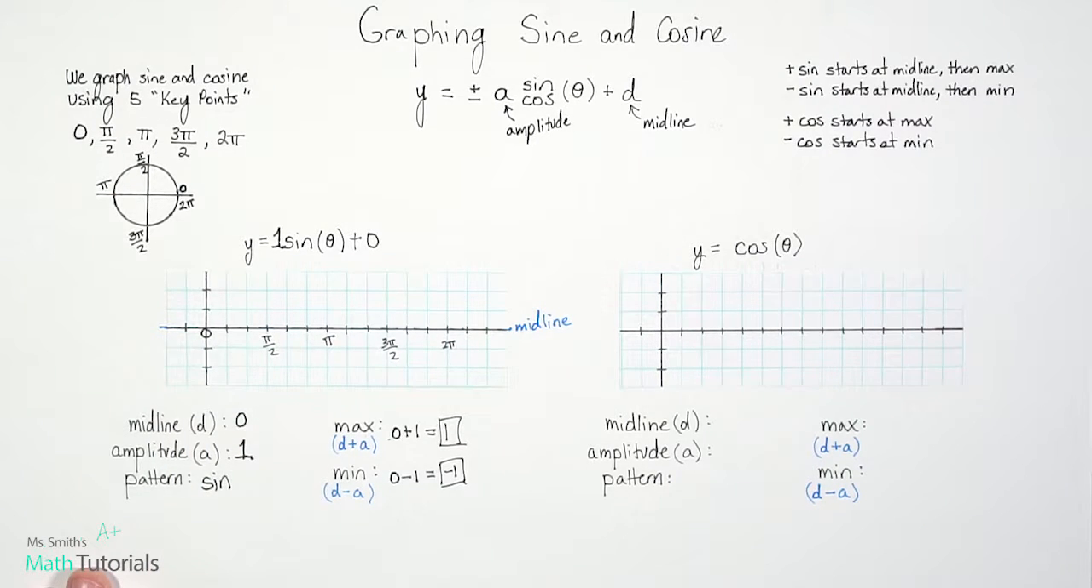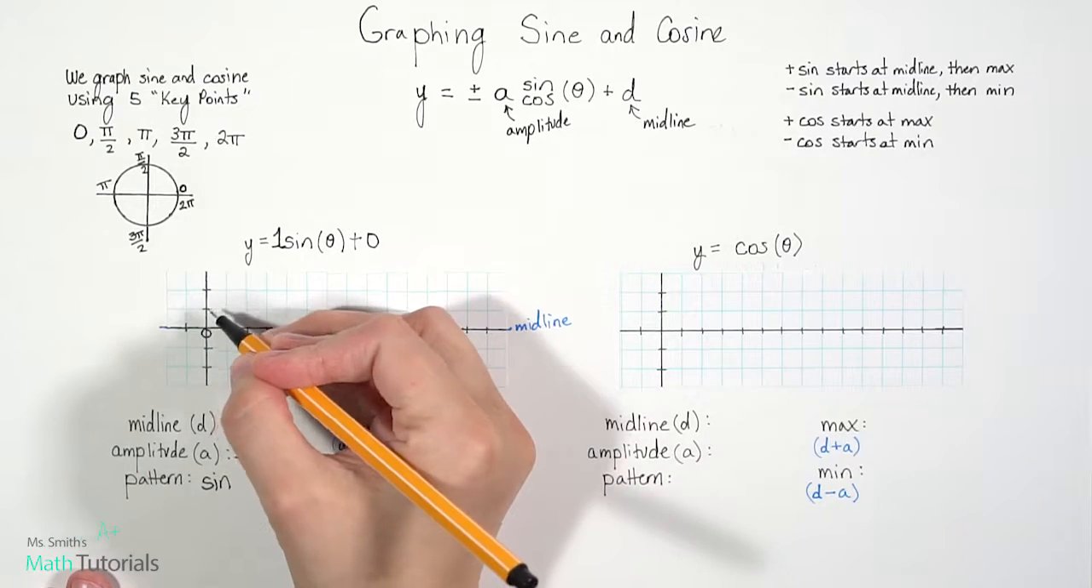So now I want to think about, okay, what are my max and what are my min? Well, my max fell at +1. That means the highest my graph is going to go is +1. And my min fell at -1. That means the lowest my graph is going to go is -1.